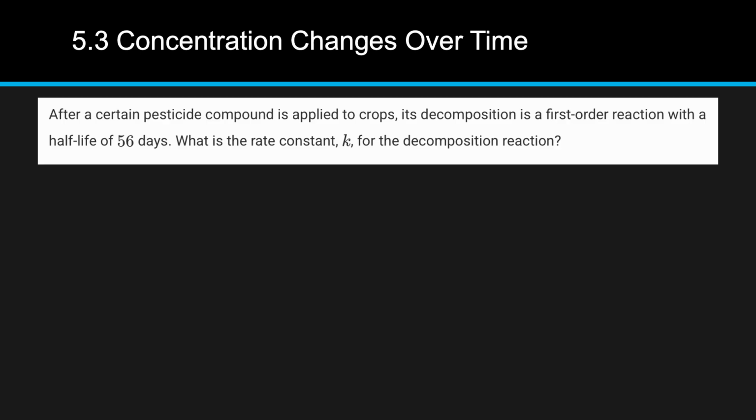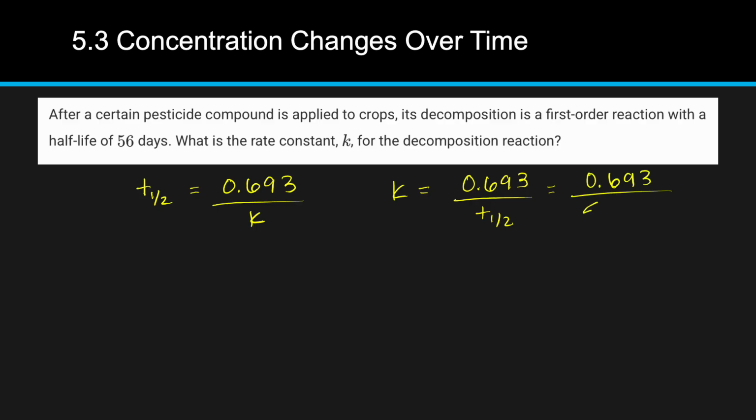So this one says, after a certain pesticide compound is applied to crops, its decomposition is a first order reaction with a half-life of 56 days. What is the rate constant K for the decomposition reaction? Now we already have the half-life equation from our reference sheet, so if we are solving for K, we're just going to manipulate this equation. So now K is equal to 0.693 divided by the half-life. And we already have the half-life, which is 56 days, so it'd be 0.693 divided by 56 days. And that is going to give us 0.012 days to the negative first power.